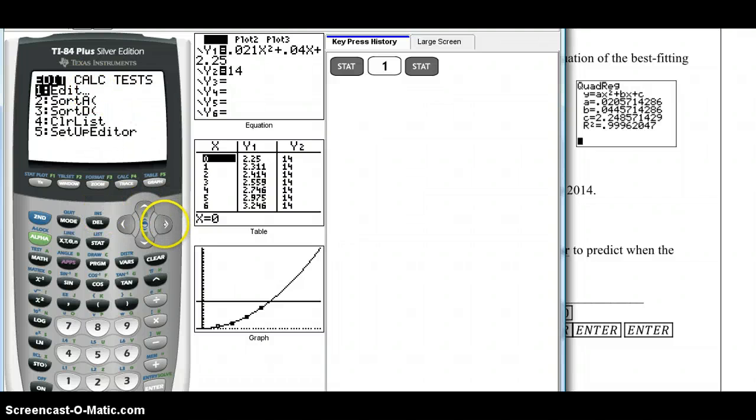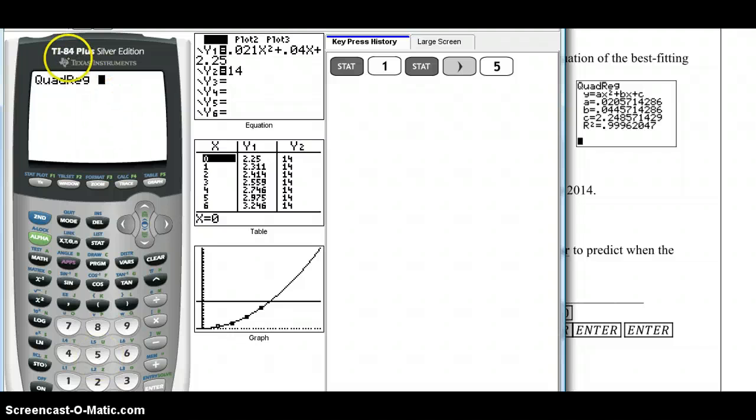Once the data is in there, we push stat and go over to the calculating menu, right arrow over. We want the best fitting parabola, so we want quadratic regression, so we push button 5. I have an older model calculator here. Some of you will have a place to put in these three inputs. On mine, I need to put in my three inputs separated by commas. I need to tell it that my x variable is in L1, my y variable information is in L2, and I want to store the equation in y1.